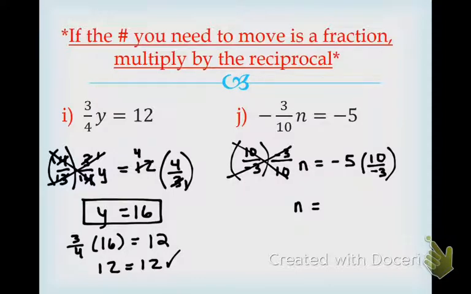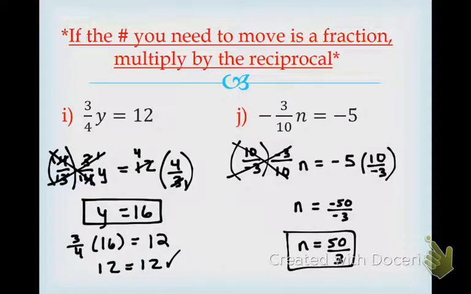Now we need to figure out what negative 5 times 10 over negative 3 would be. So we're trying to figure out how to multiply this together. Let's multiply my numerators here. What is negative 5 times 10? Negative 50, okay? Over a negative 3. If I have two negatives, what does that equal? A positive. So my answer is going to be 50 over 3.